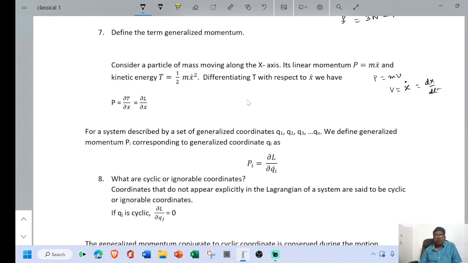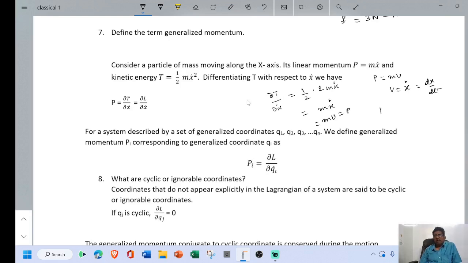Differentiating T with respect to x dot: if we differentiate this equation with respect to x dot, we get dou T by dou x dot, which is equal to 1 by 2 into 2m x dot, then dou x dot by dou x dot is 1, which is equal to m x dot. x dot is our v, so this is m into v, which is our p. Therefore, p equals dou T by dou x dot.